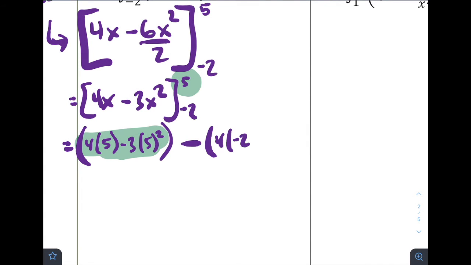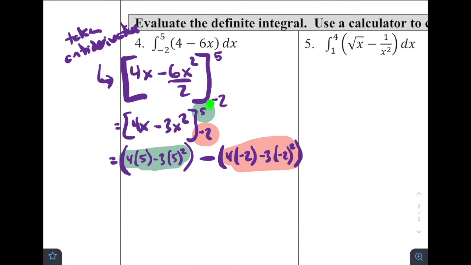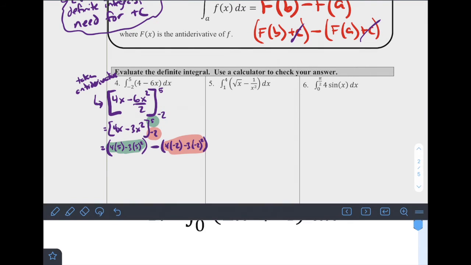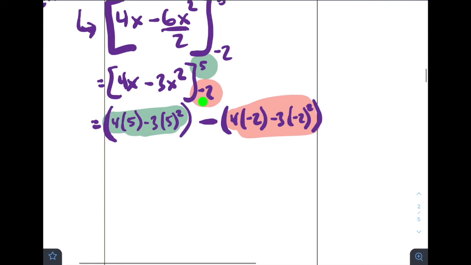So 4 times negative 2 minus 3 times negative 2 quantity squared. Whoops, and that's not on the outside. And that's our lower limit of integration. So we essentially plugged in the 5 first to both of the x's. We then plugged in the negative 2 to both of the x's here. And then, of course, we're subtracting between the two of those. Notice now, I don't have the brackets anymore. And I don't have the limits of integration written anywhere anymore, because I've plugged them in already. So this is sort of a placeholder here, these brackets of saying, hey, I've taken an antiderivative, but I still need to plug in these limits of integration.